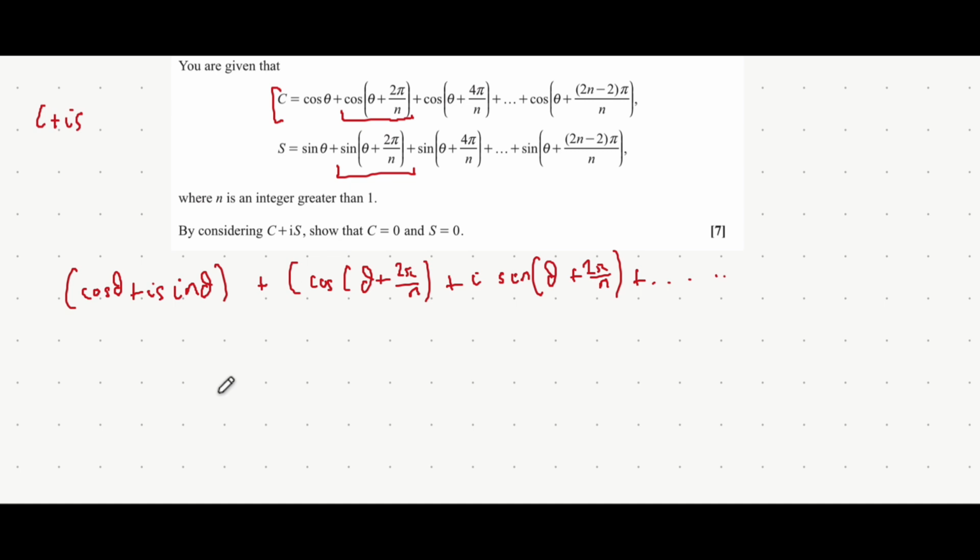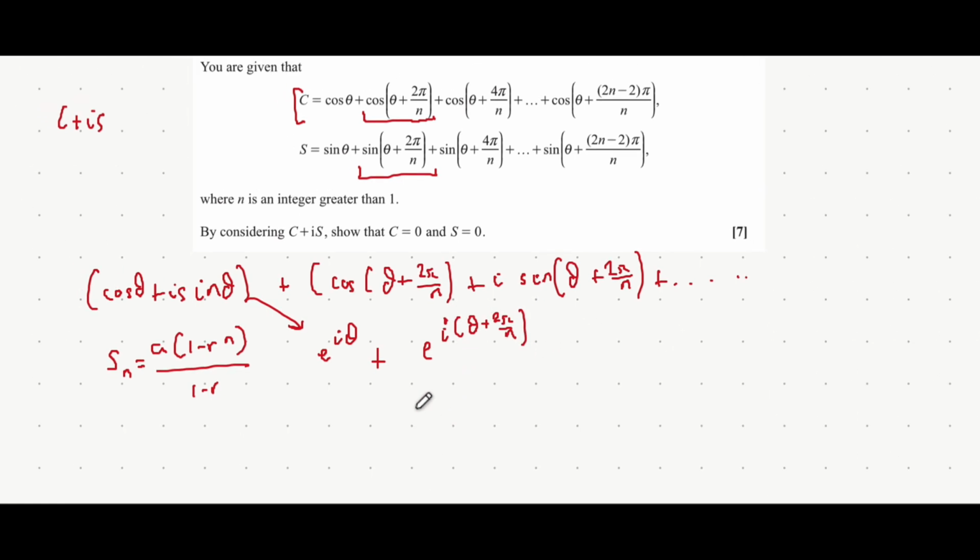To find C plus iS, well, let's think about it like this. The sum of n terms in a geometric sequence is going to be equal to a multiplied by 1 minus r to the power of n, all over 1 minus r. Now, why do I mention a geometric sequence? Well, if we expand this out, we can write this expression here as e to the power of i theta. We can write the next expression as e to the power of i, and then in brackets, theta plus 2 pi over n, so on and so forth, again and again.